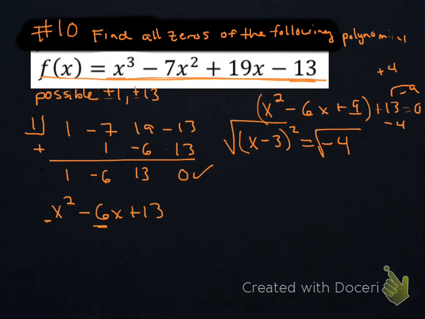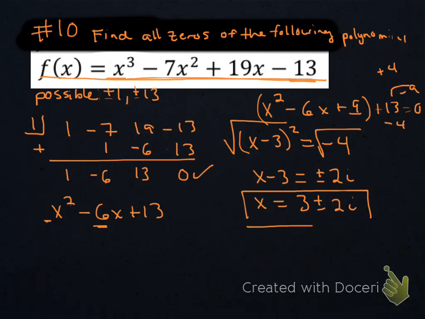So we'll have x minus 3 is equal to plus or minus 2i. Now we'll have x equals 3 plus or minus 2i. So that gets us 2 solutions. And our other solution, let's not forget about, comes from over here. So we'll have x is also equal to 1. And those are our 3 solutions.